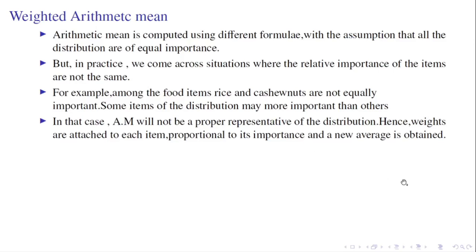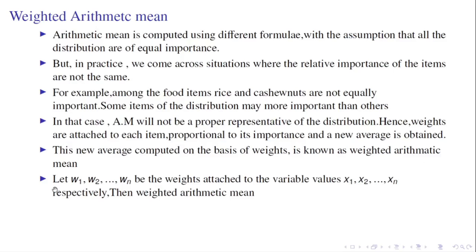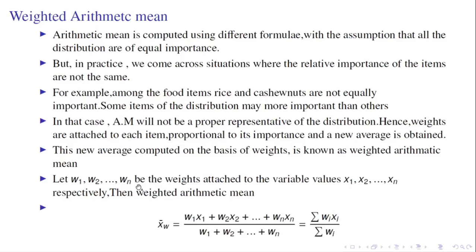Hence, weights are attached to each item proportional to their importance, and a new average is obtained, which is nothing but the weighted average. The new average computed on the basis of weights is known as the weighted arithmetic mean. And here w1, w2, ..., wn are the weights attached to the variable values x1, x2, ..., xn. Here x1, x2, ..., xn are the variables and these are the weights attached to those variables.